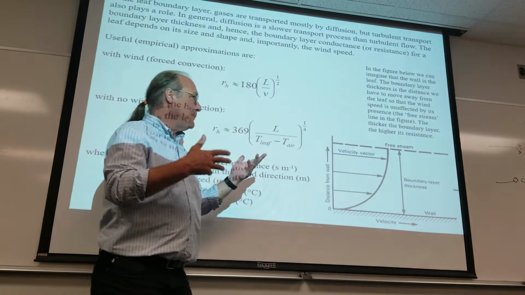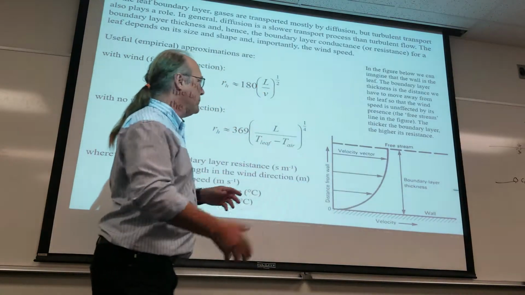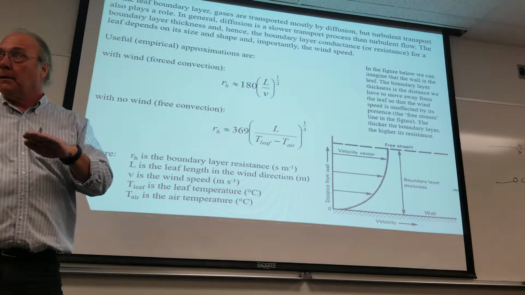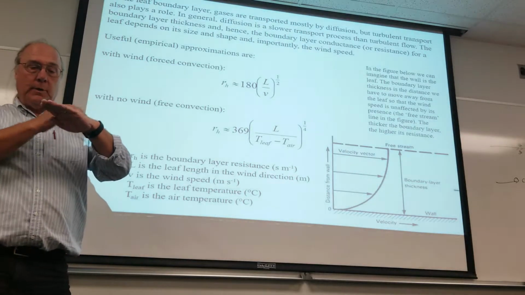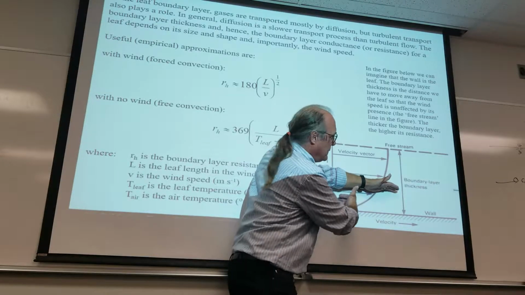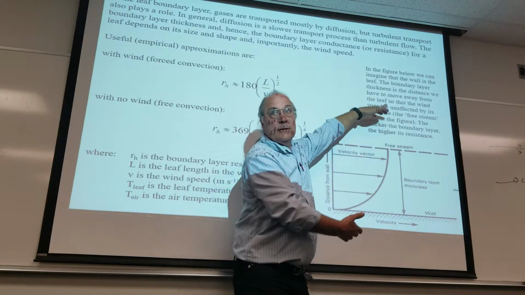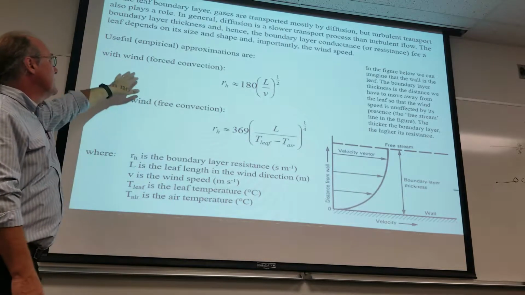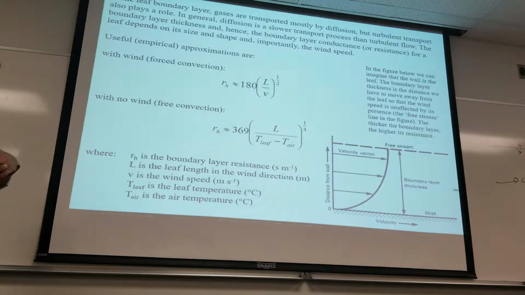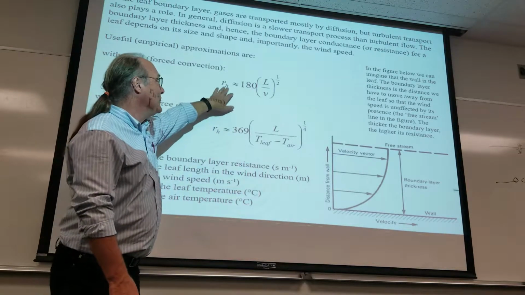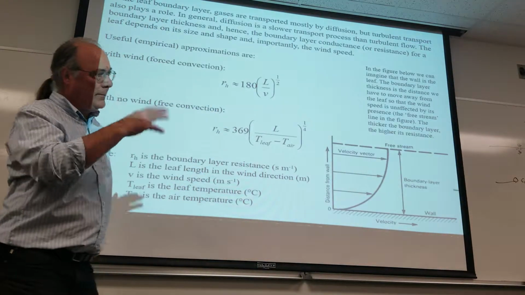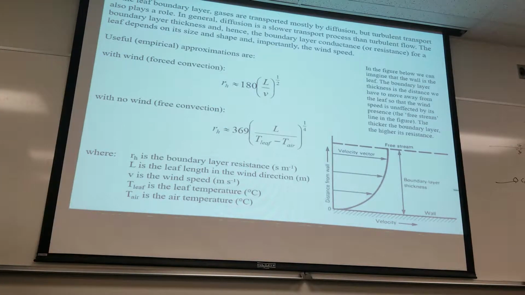So it depends if you have a rough surface or a smooth surface. It also depends on how fast the wind is blowing. So for a fast wind, the boundary layer thickness is small. For slow moving air, the boundary layer thickness is big. And so here's an empirical formula for the boundary layer resistance in seconds per meter, in velocity units. This comes from a person who was a meteorologist.